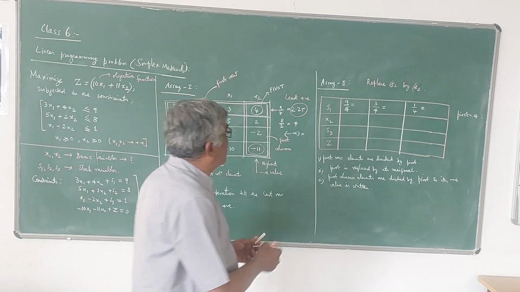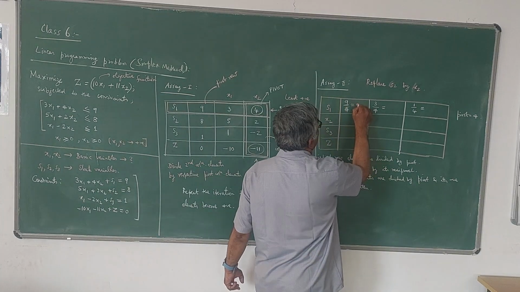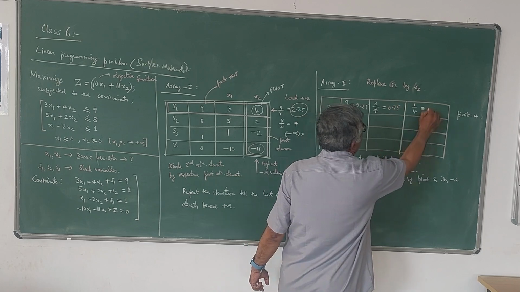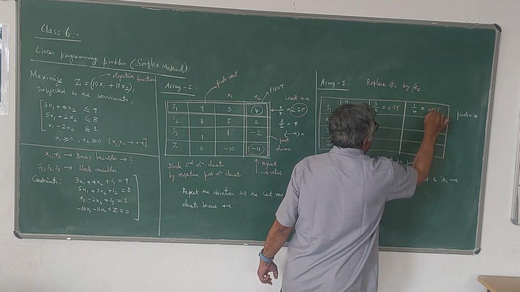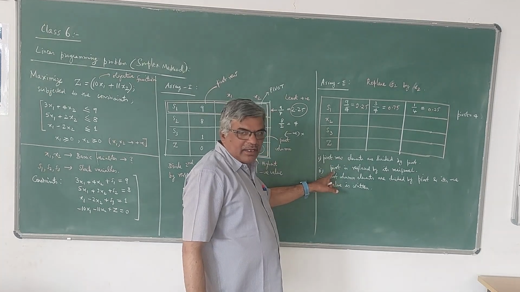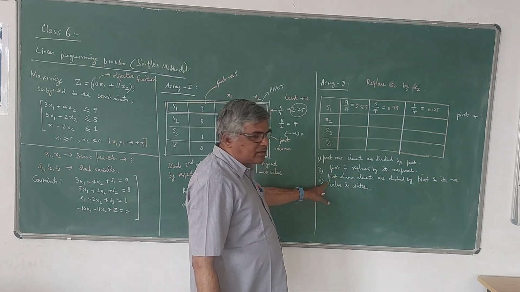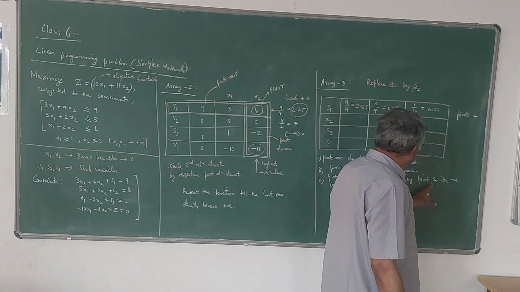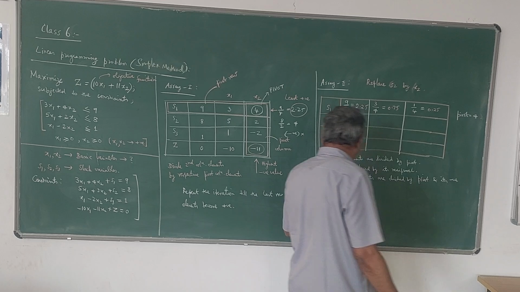So here the first value, 9 by 4, means 2.25. This is 0.75, this is 0.25. So this is what I have done from the first two. Okay. Now let us apply this rule. Pivot column elements are divided by the pivot and its negative value is returned.